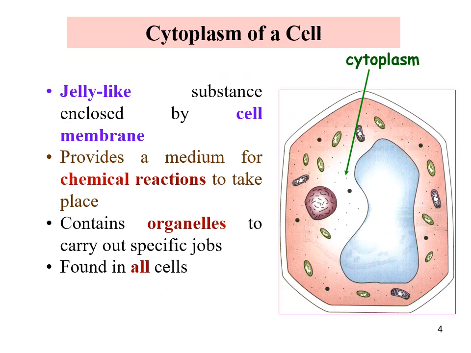Moving inwards, we encounter the cytoplasm of a cell. The cytoplasm is a jelly-like substance enclosed by the cell membrane. It provides a medium for chemical reactions to take place and contains organelles to carry out specific jobs. The cytoplasm is found in all cells, both prokaryotic and eukaryotic.